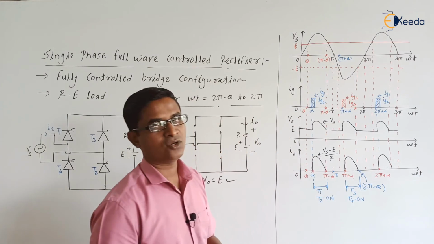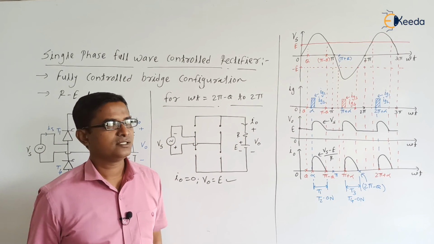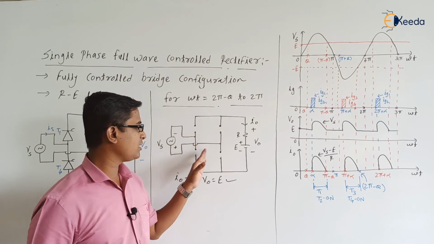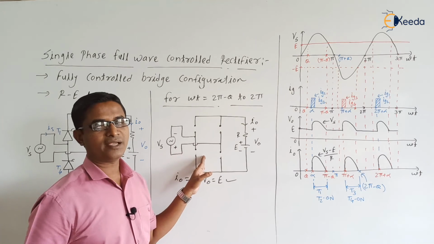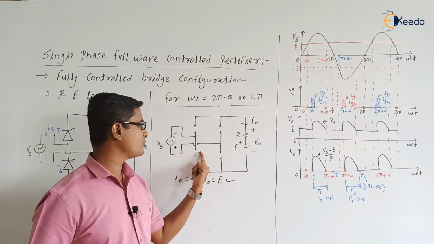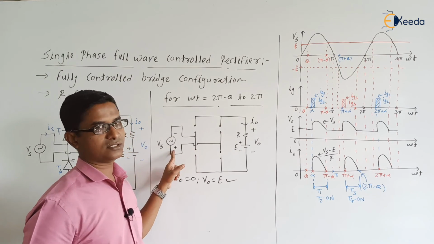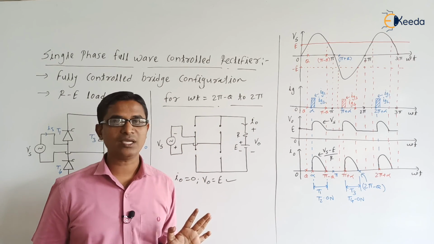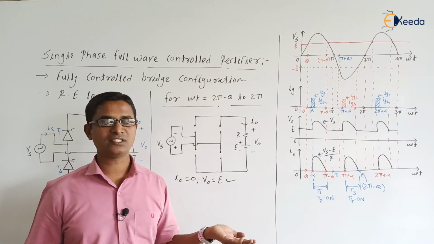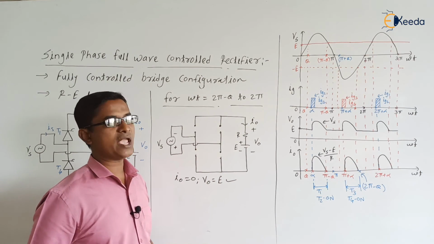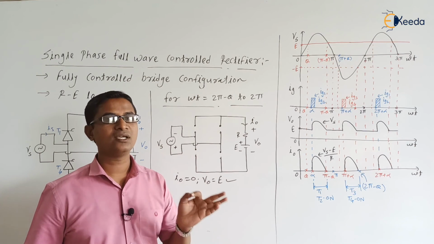Next, what is the PIV rating of the thyristor? When T3 T4 are in the on state, the voltage appearing across thyristor T1 is equal to Vs, but it is a reverse voltage. Similarly, the voltage appearing across T2 is also a reverse voltage, that is minus Vs. So what is the PIV rating? The PIV rating is Vmax. Please be careful, the PIV rating is Vmax.